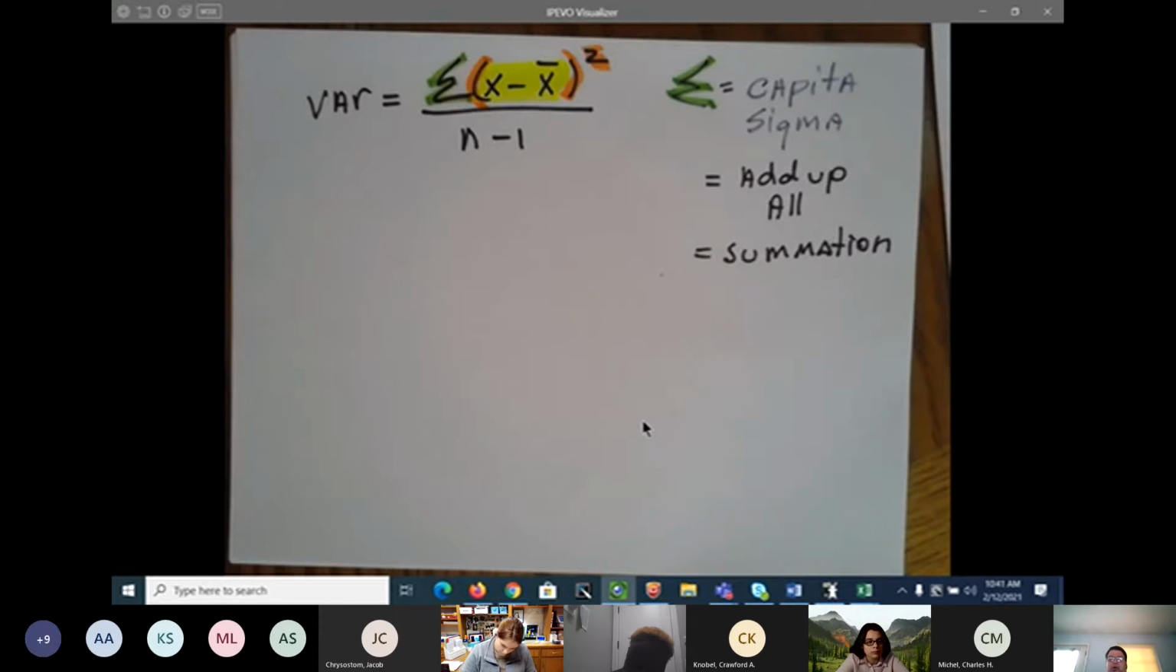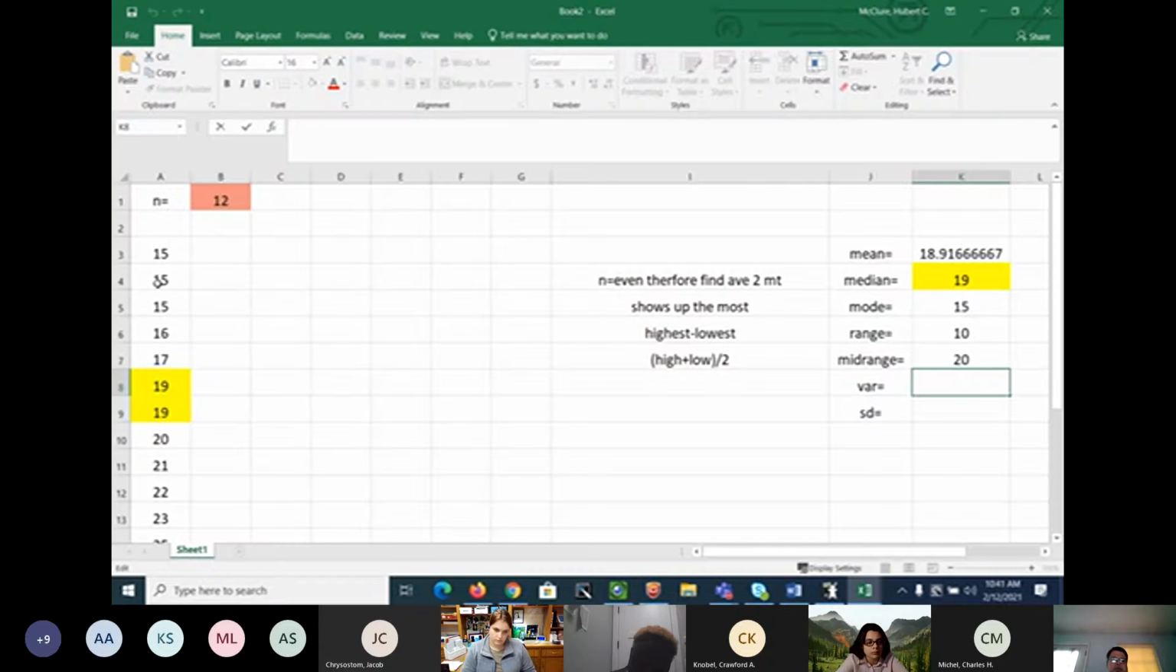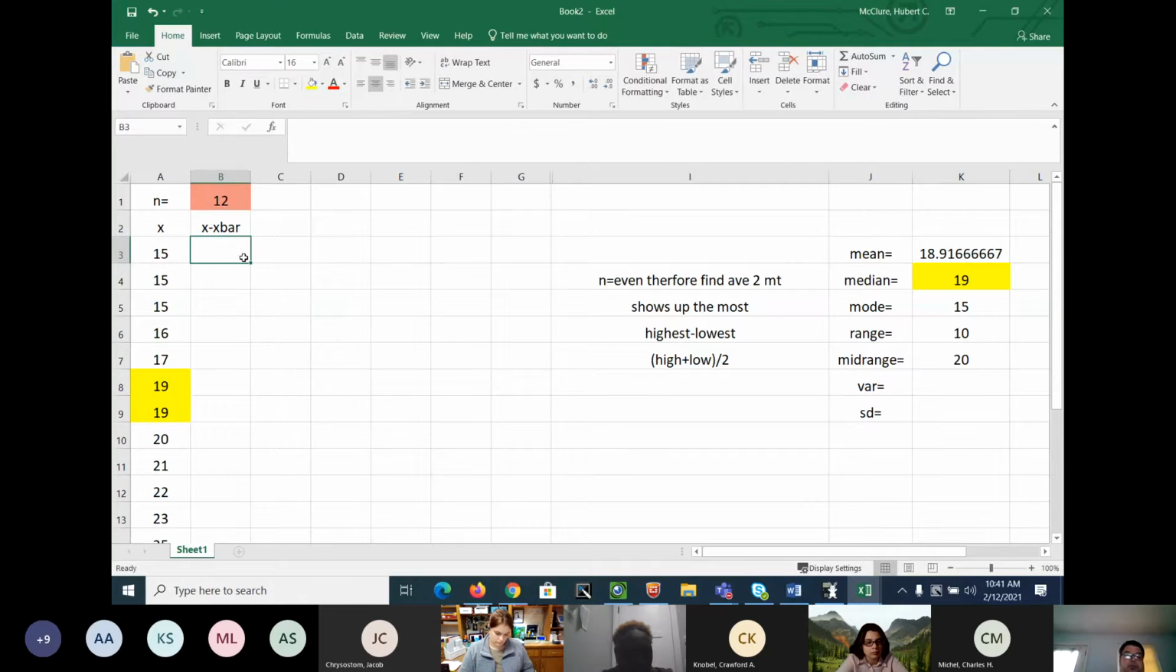But I'm going to go back now, and we're going to take the mean away from each one of our x's. And you need to draw a column beside the first column, right here. This is x, and this is going to be called x minus x bar. And you're going to draw a column right beside this column.